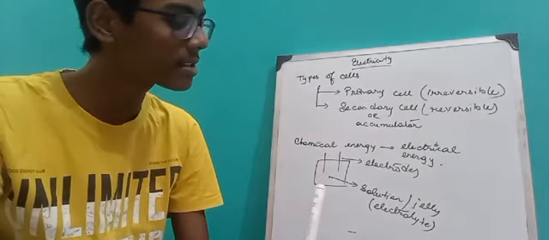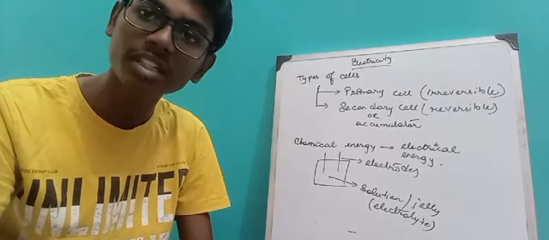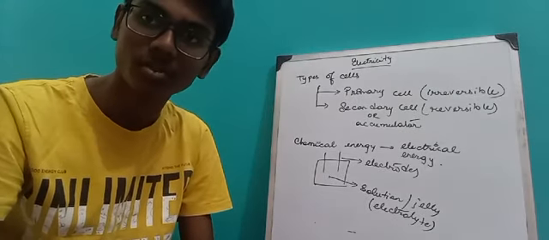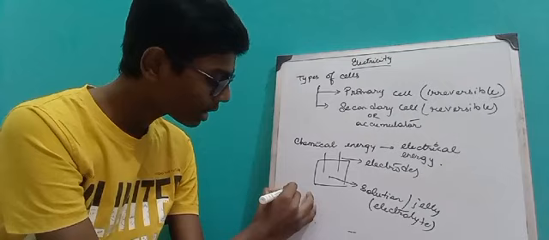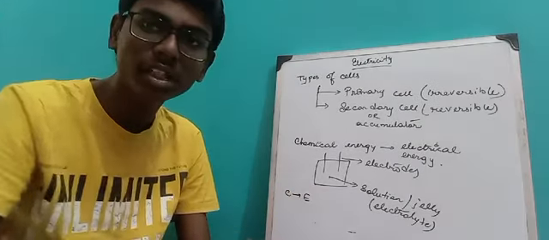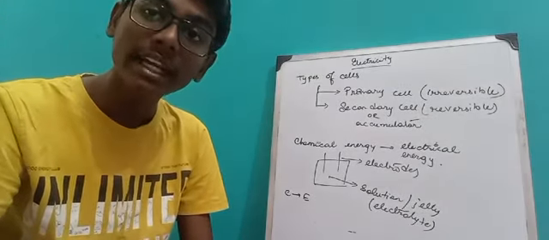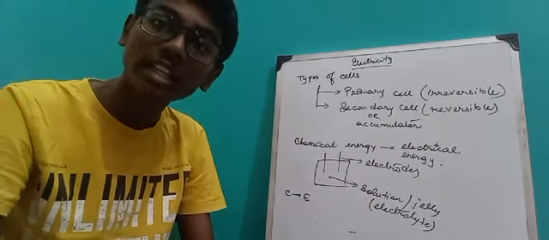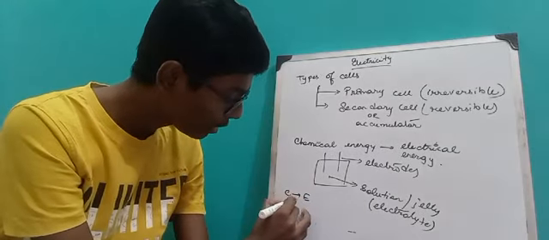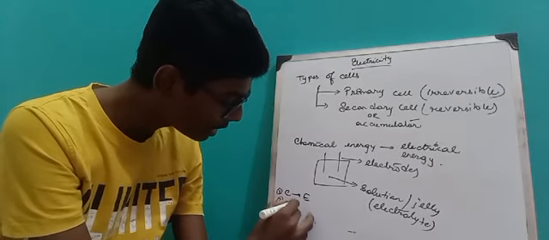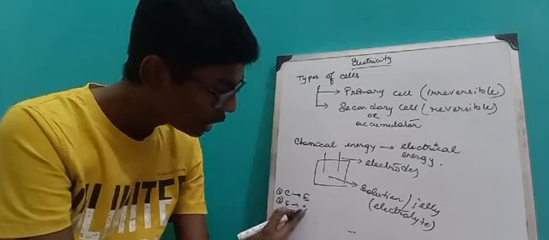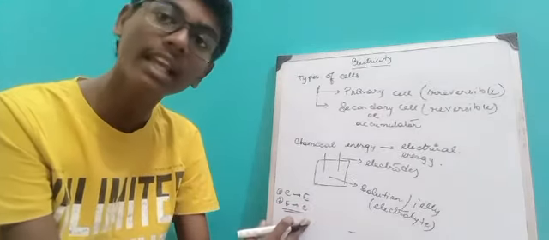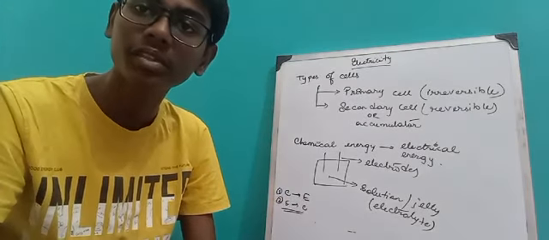Coming to secondary cells, here too electricity is provided as a result of a chemical reaction, but the chemical reaction is reversible. That means chemical energy gets transferred to electrical energy, and the cell is rechargeable. When we are charging it, the electrical energy gets back to the chemical form. So the chemical energy gets restored, the reaction takes place again, and electricity is produced again.